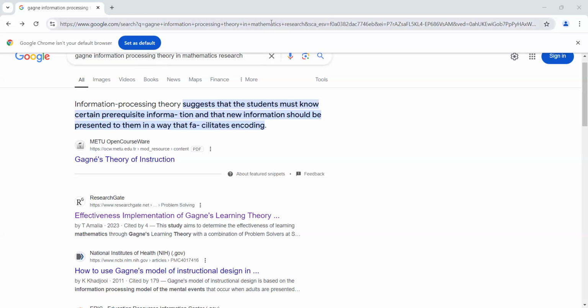Yes, ma'am. Yeah, okay. Now we are done with the learning theories. Now we move on to our new topic. The new topic is motivation.